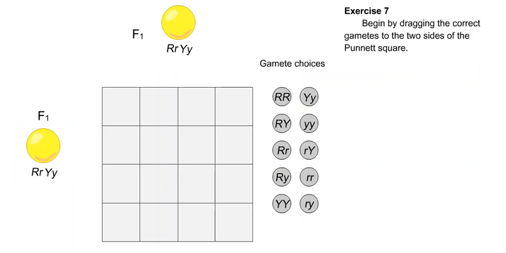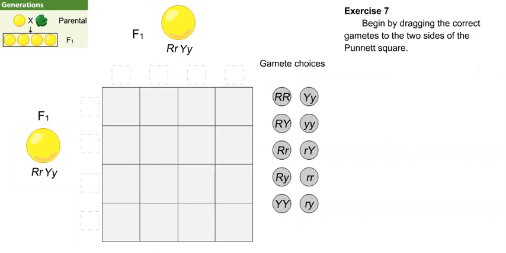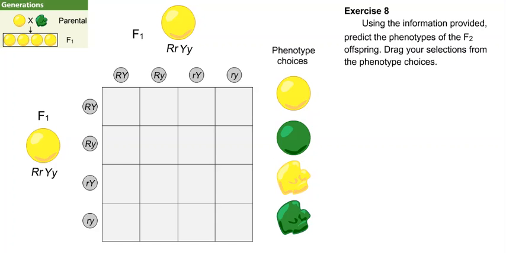Begin by dragging the correct gametes to the two sides of the Punnett square. Using the information provided, predict the phenotypes of the F2 offspring. Drag your selections from the phenotype choices.